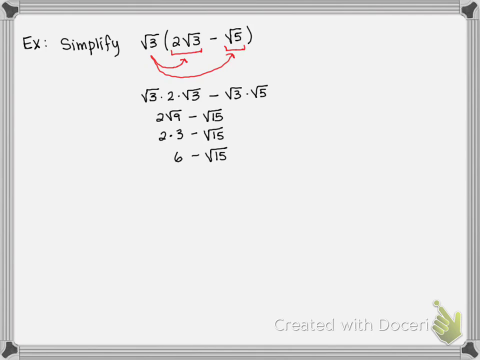So just like when we're multiplying polynomials, we want to distribute to each term. Terms, again, are separated by addition and subtraction. So we're multiplying the factor on the outside by each term individually.